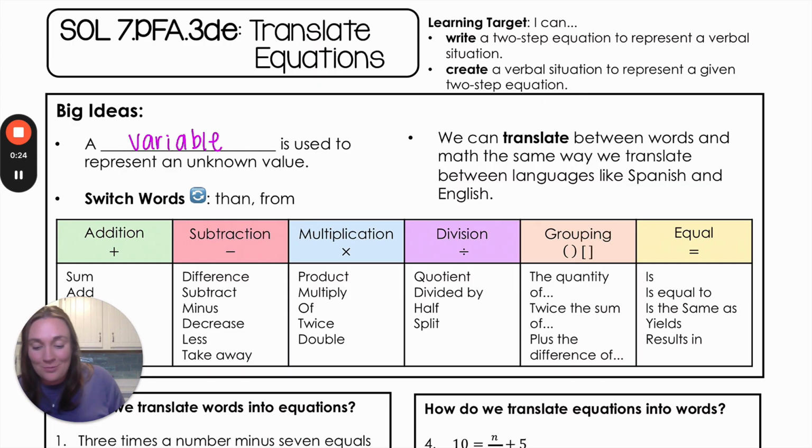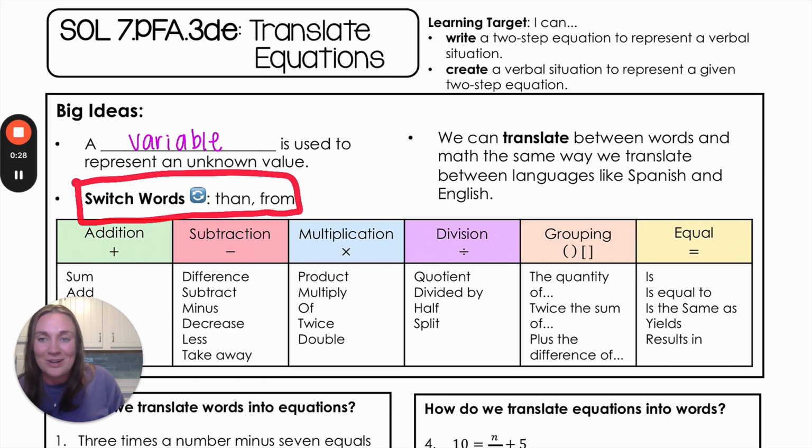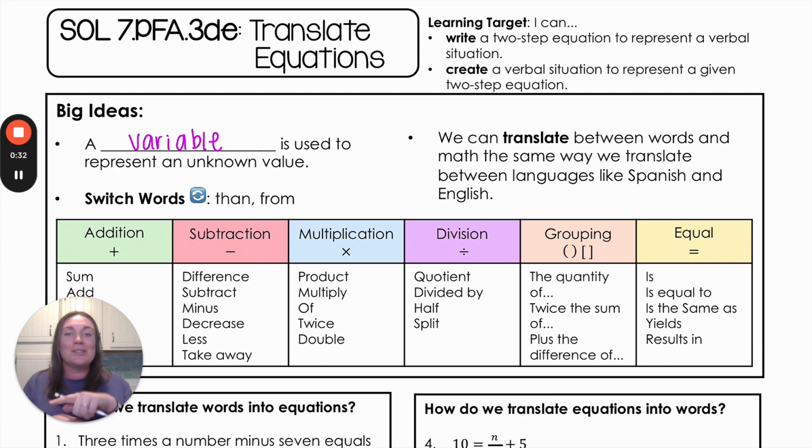Another really important thing we are going to want to keep in mind are these two switch words. So if we have the word than or from, that is going to mean we're going to be switching the order of some things. So for example, if we have more than, less than, subtracted from, those are all things where we're going to be switching some orders around, and you'll see examples of that as we go.